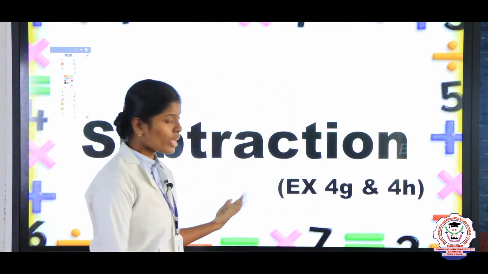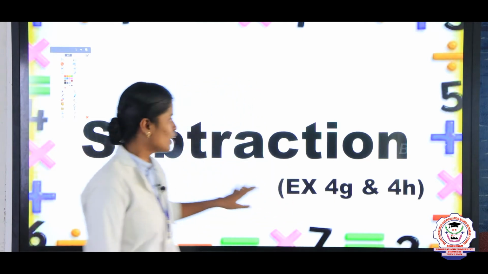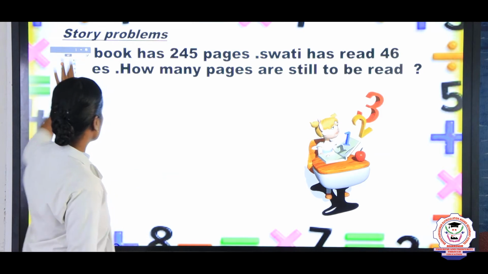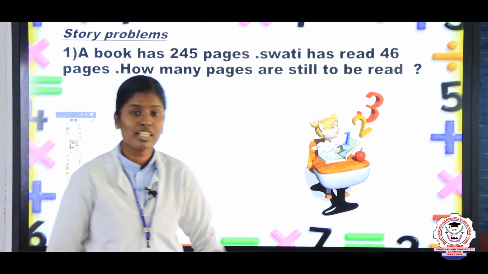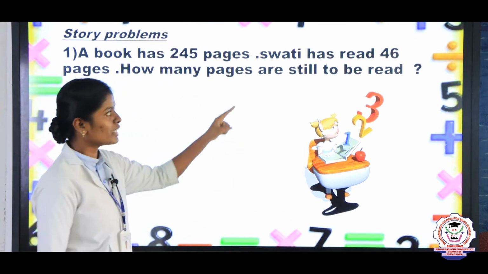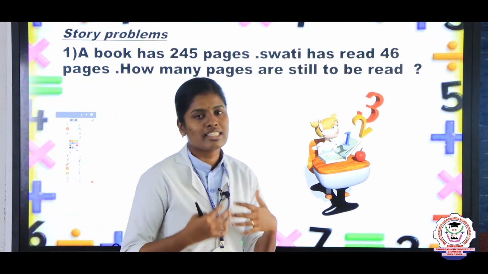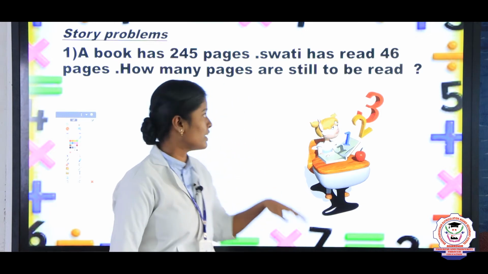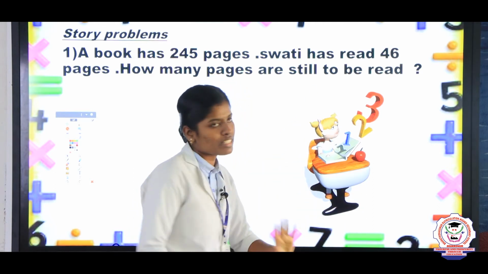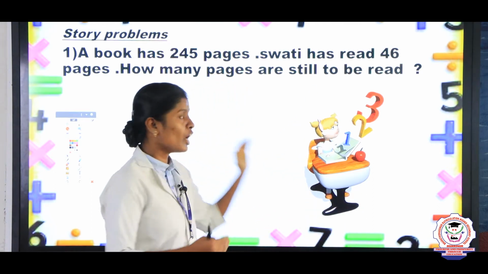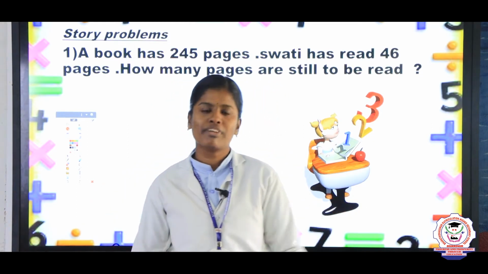Now listen here, today we are going to see story problems. Our first problem is, a book has 245 pages. Swati has read 46 pages. How many pages are still to be read? So the total number of pages is 245. Swati has already read 46 pages. They ask the question, find how many pages are still to be read. So here we are going to do the subtraction, then we will find the answer.